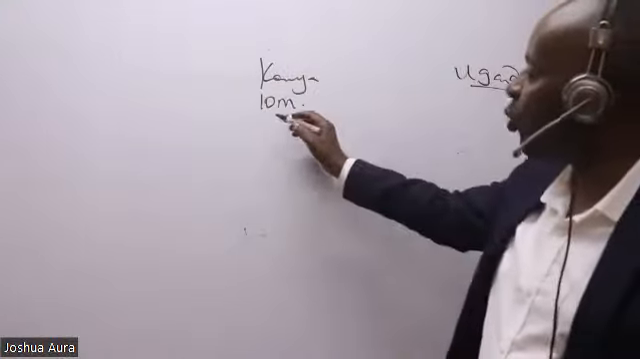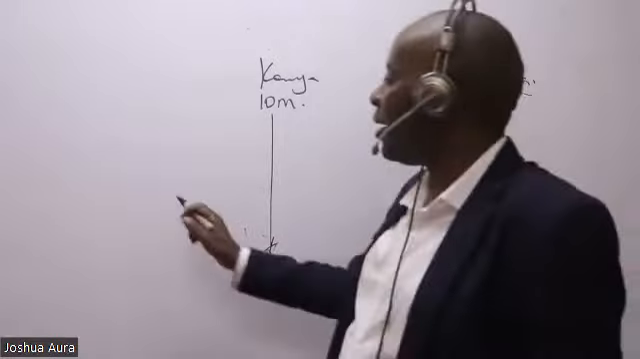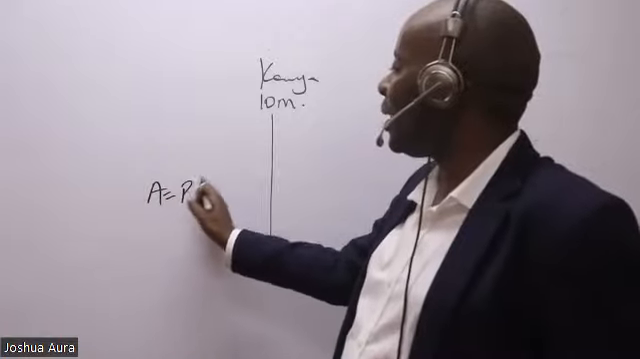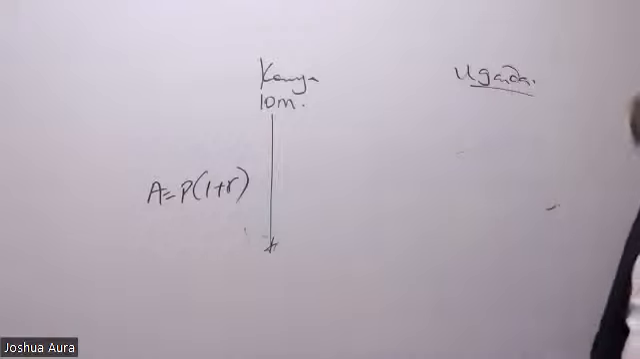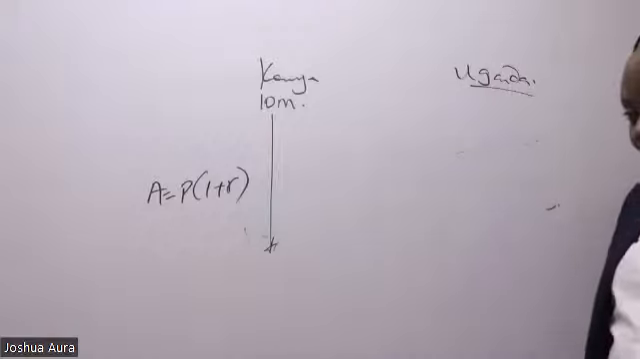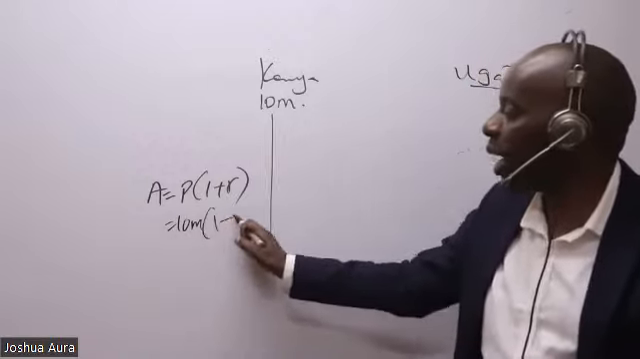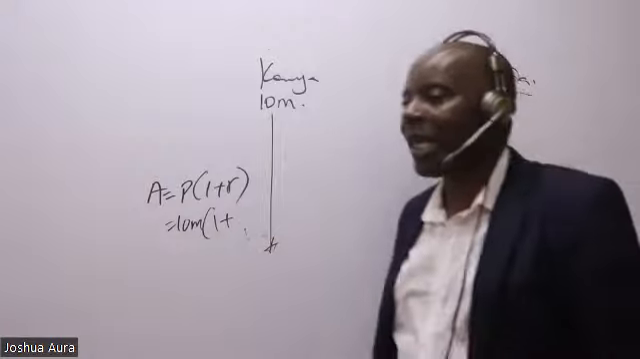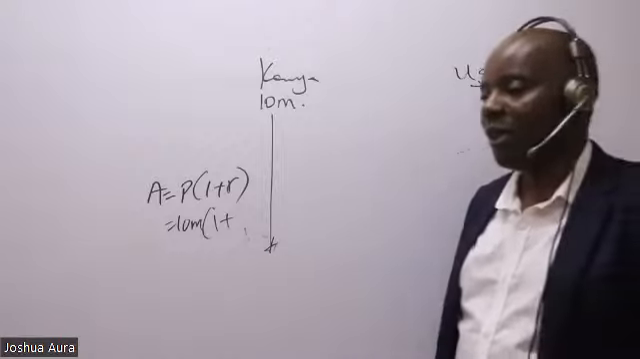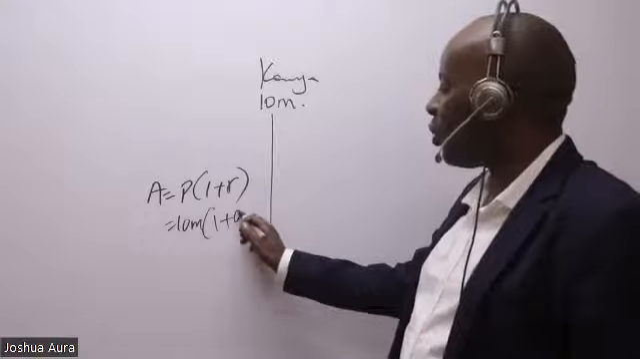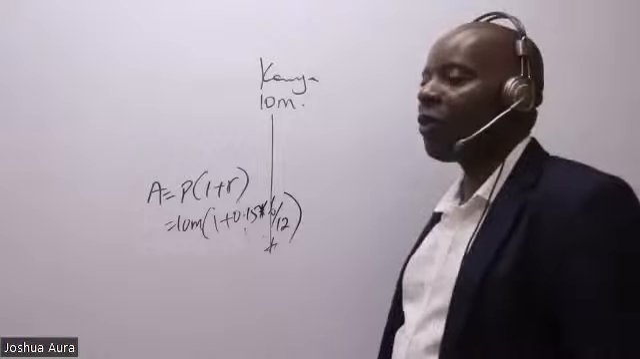To invest directly in Kenya, remember, the amount will be principal times 1 plus R. He invests this 10 million today, because he has this money today. So the principal here will be 10 million Kenya shillings times 1 plus the rate of interest in Kenya, which is 15%, so 0.15. Remember, he has this 10 million for how many months?